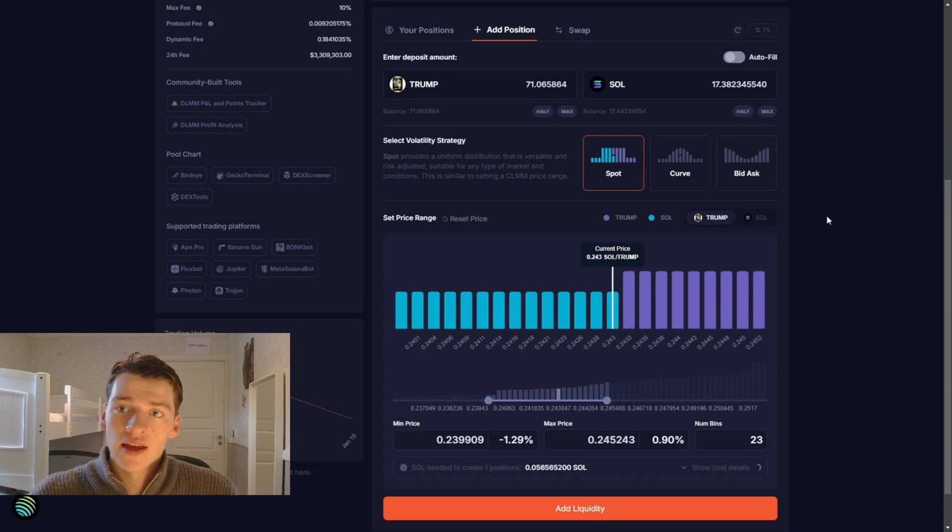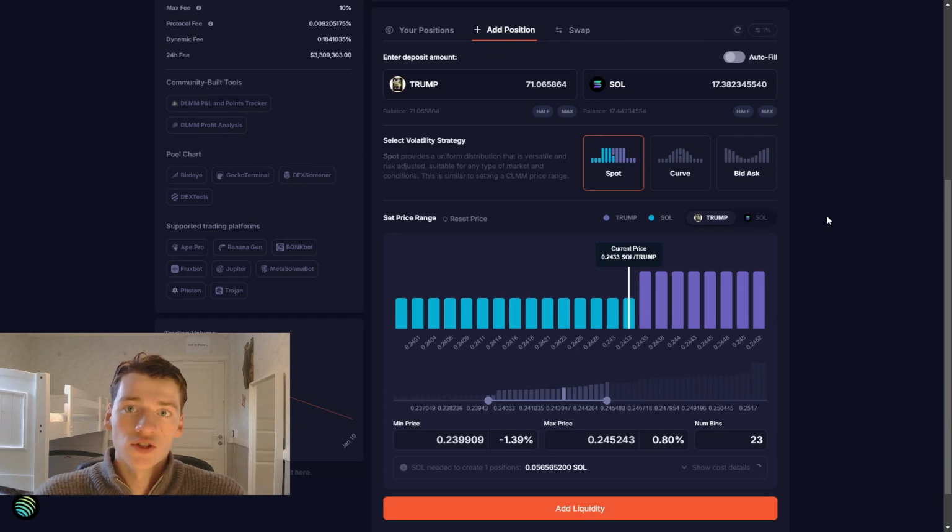And I'm going to be stuck with either all of my portfolio in Solana, if it goes above my price range, or all of my portfolio in Trump, if it goes below my price range.